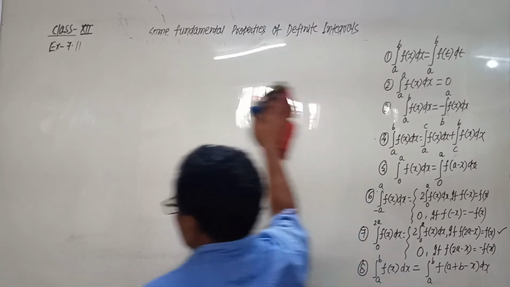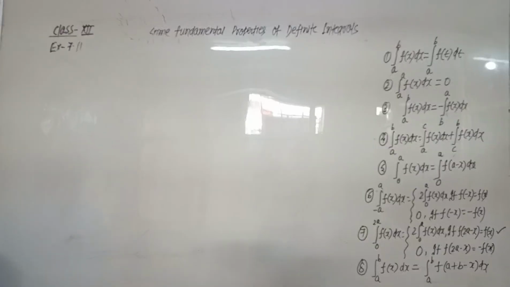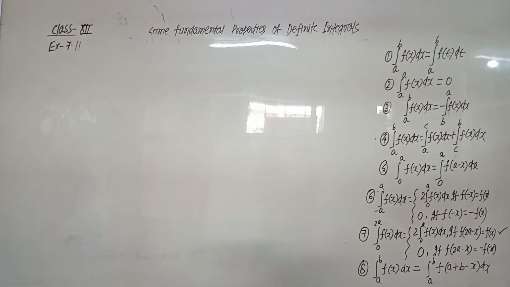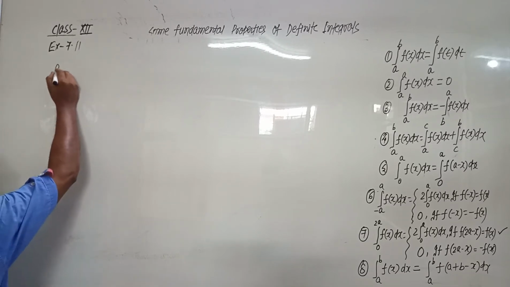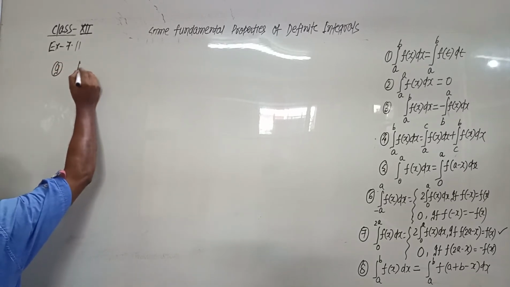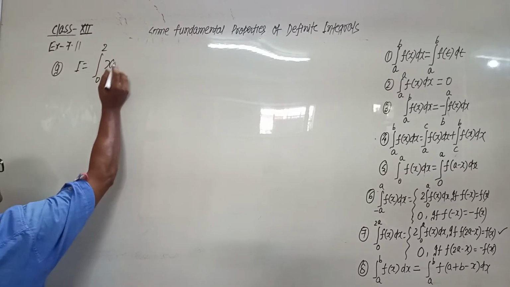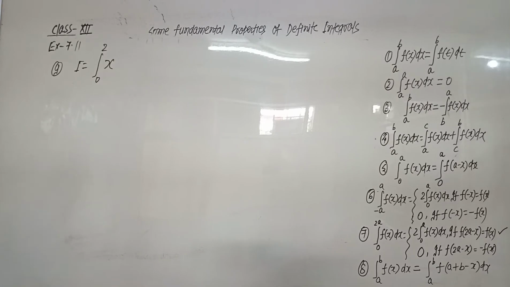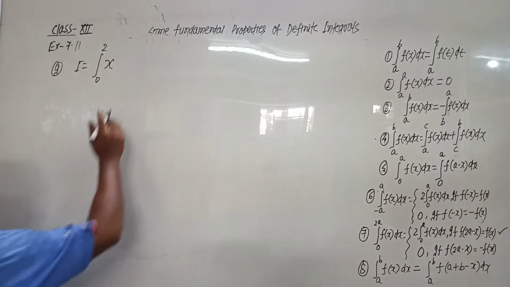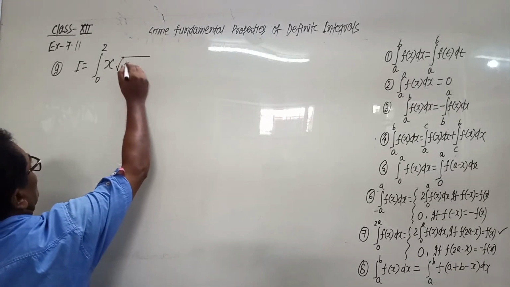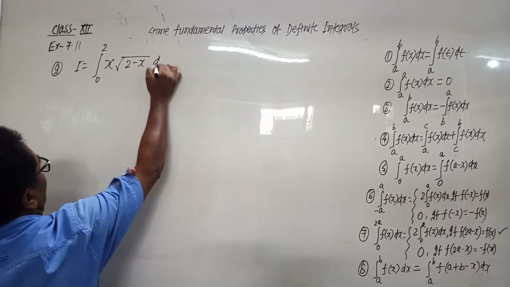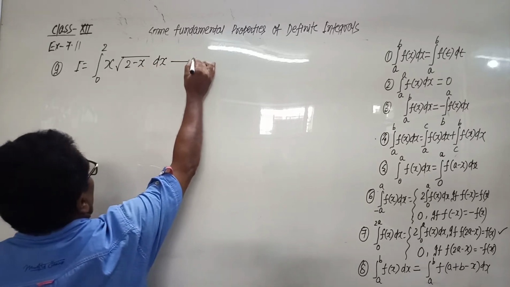Question number 9. Integration 0 to 2 of x into under root of 2 minus x dx.